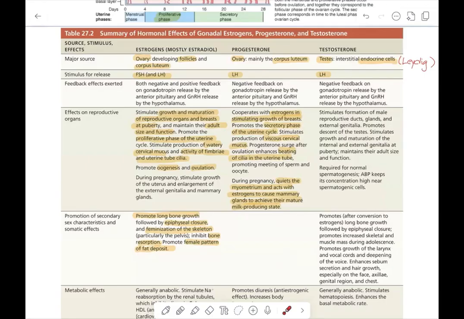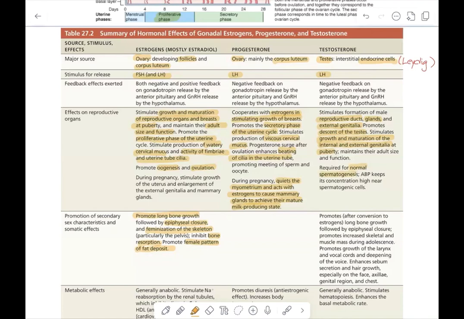You can see that there's no role that progesterone plays on secondary sex characteristics. As far as testosterone, its effects on the reproductive organs are going to be formation of the reproductive ducts, glands, and external genitalia, descent of the testes during development, growth and maturation of internal and external genitalia at puberty, and maintaining their adult size and function, as well as being required for normal spermatogenesis.